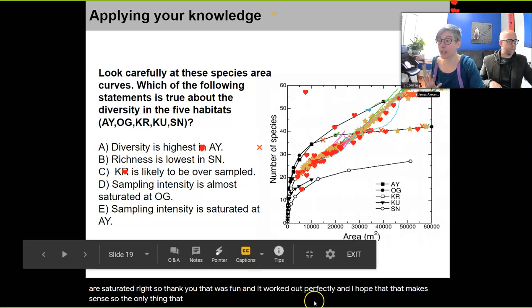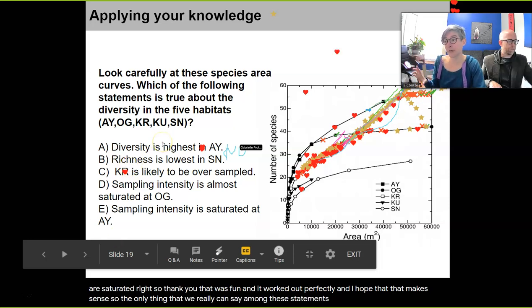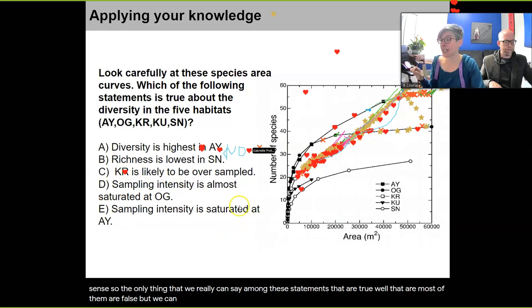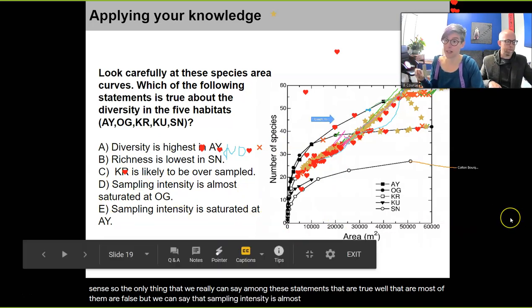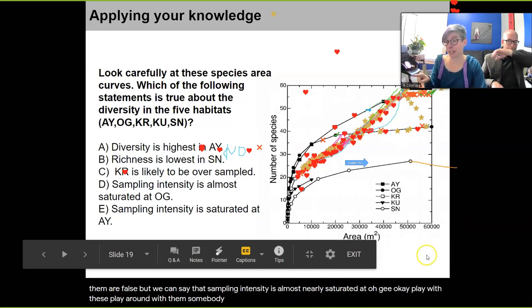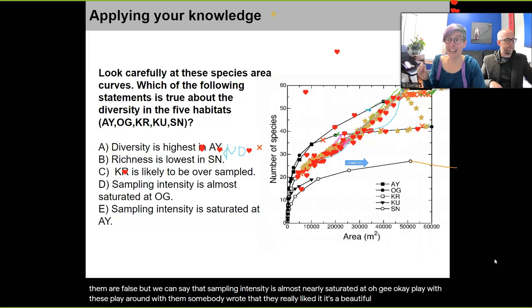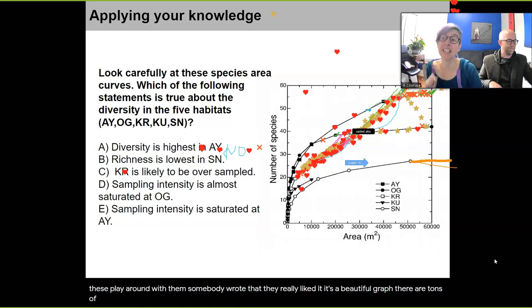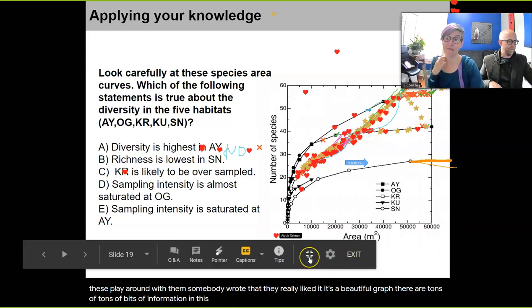So the only thing that we really can say among these statements, most of them are false, is that sampling intensity is almost nearly saturated at OG. Okay. Play around with these. Somebody wrote that they really liked the graph. It was a beautiful graph. There are tons of bits of information in this graph, and you can use it in so many different ways. Okay, great. Thank you.